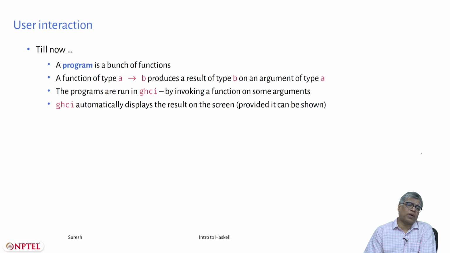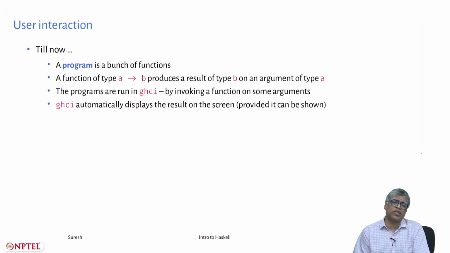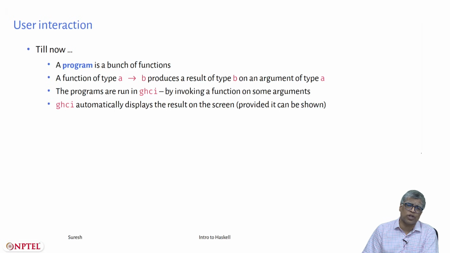Yeah, so GHCI automatically displays the result on the screen, provided it can be shown. Of course, if the result is a function, then GHCI will complain saying that the function is not showable. Okay, we looked at the type classes show and other type classes in previous lectures.